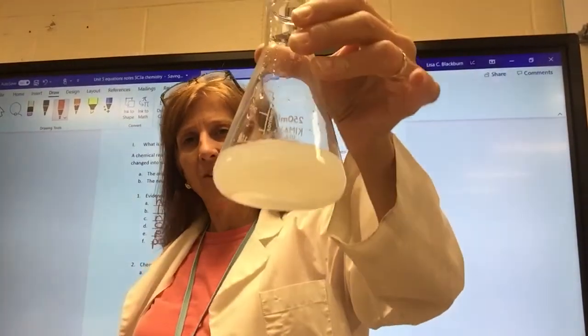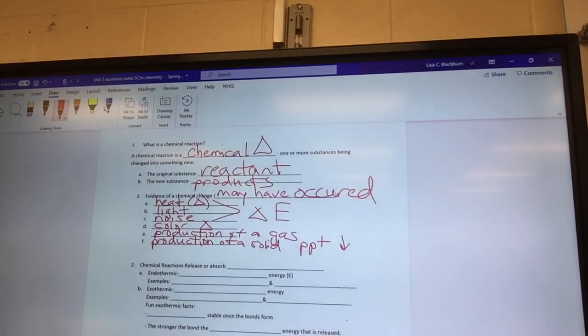Does it kind of look like there's a cloud there? I'll hold it up here so that they can see it, and I'll walk around so y'all can see it. This looks like the tap water at our school. It does. The tap water at our school is a little alarming.